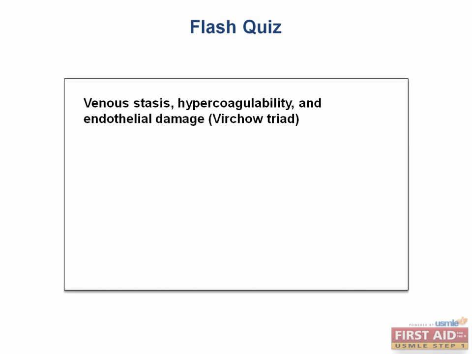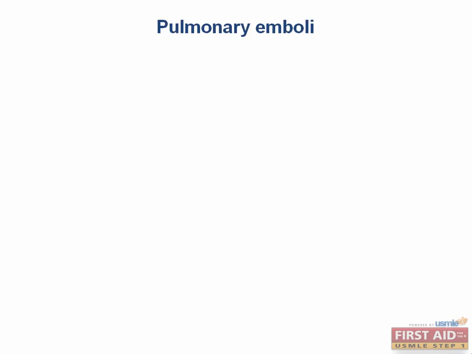Venous stasis, hypercoagulability, and endothelial damage, which is the Virchow's triad. The topic of pulmonary emboli is a classic boards and clinicals topic. You'll talk about this all the time as a third-year student with any patient who has sudden onset of dyspnea, chest pain, and shortness of breath. Oftentimes, the only findings will be tachycardia and hypoxemia, so keep pulmonary embolus on your differential.